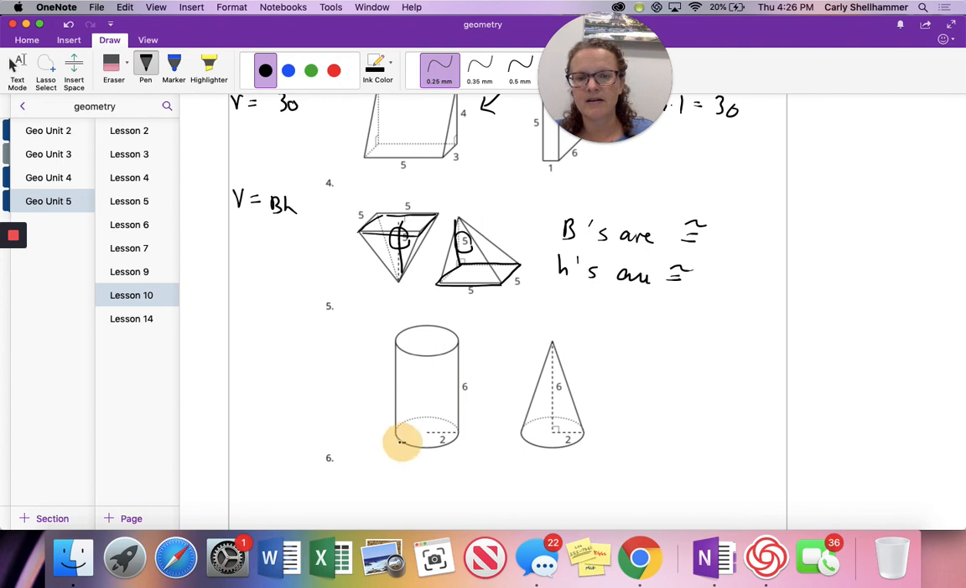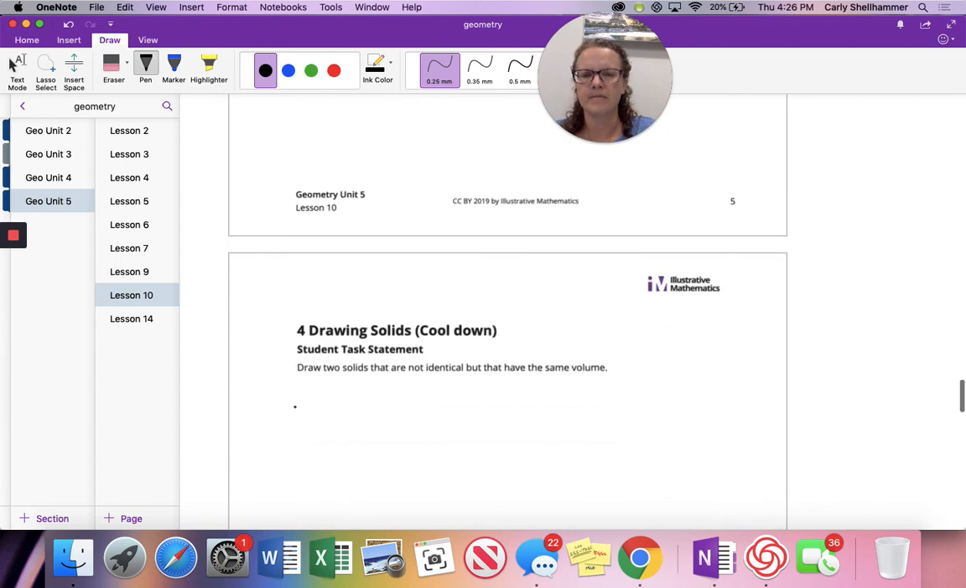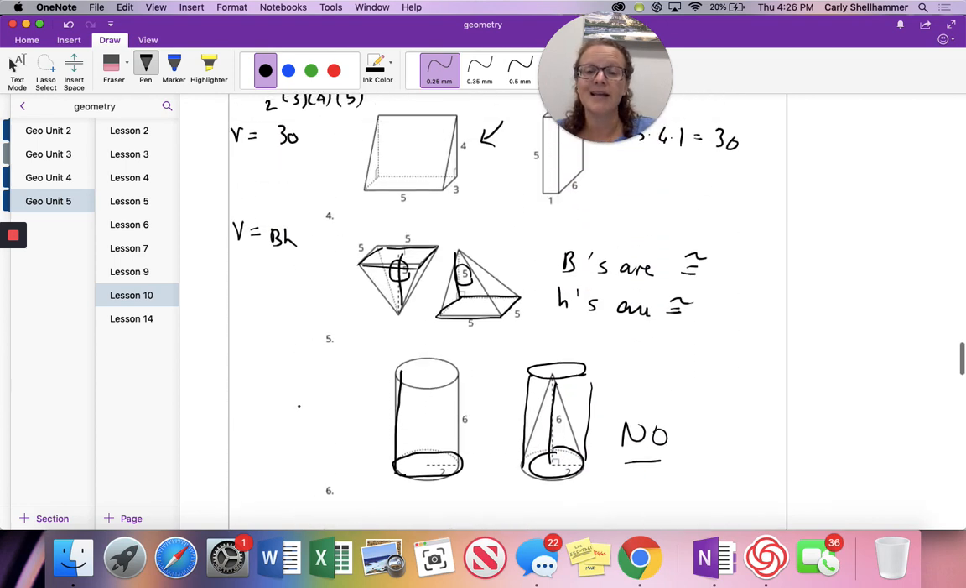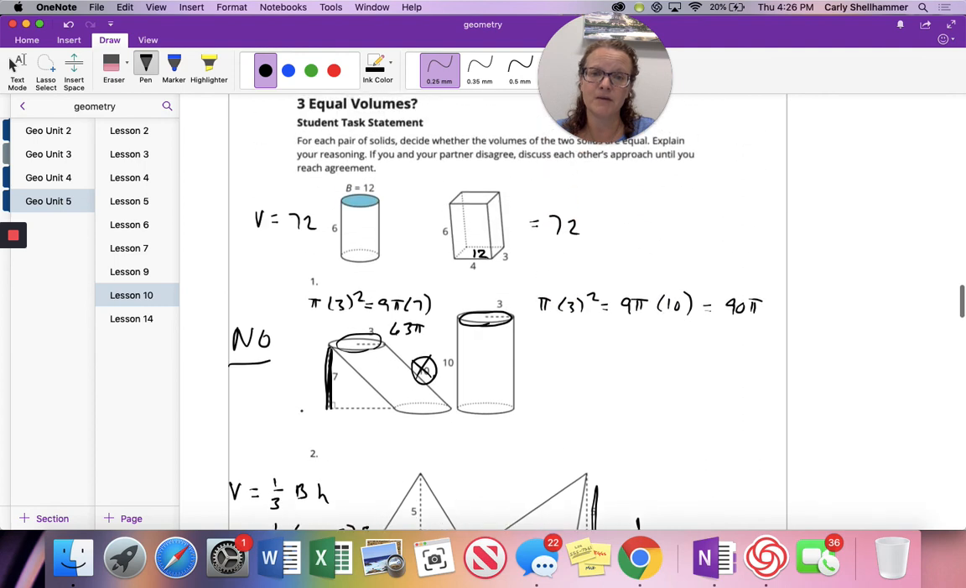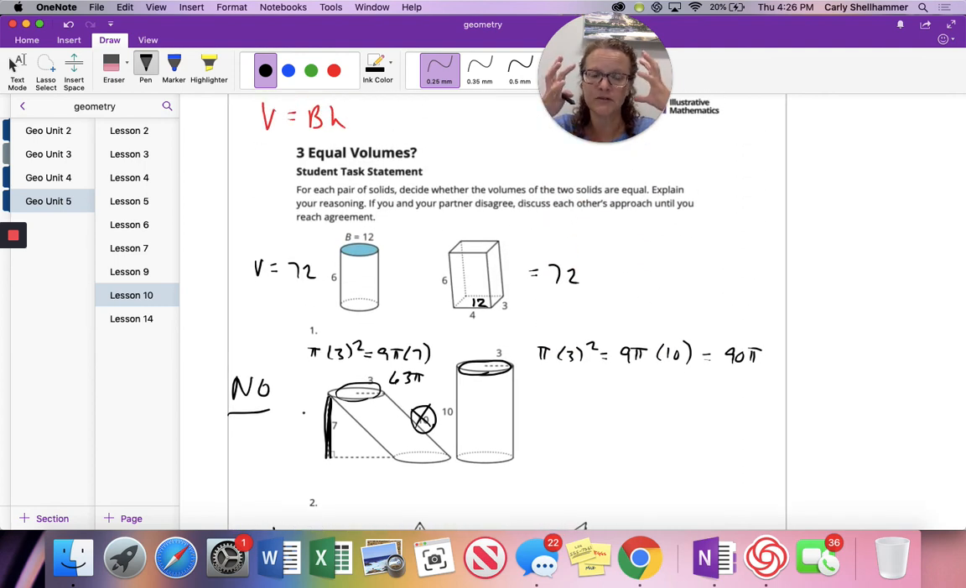And here I've got big B times H and big B times H, but it's not a full cylinder. So I don't even have to calculate it. And I know that the volumes are not consistent. And that's it. Okay, these examples are actually very, very important for your conceptual understanding of volume.